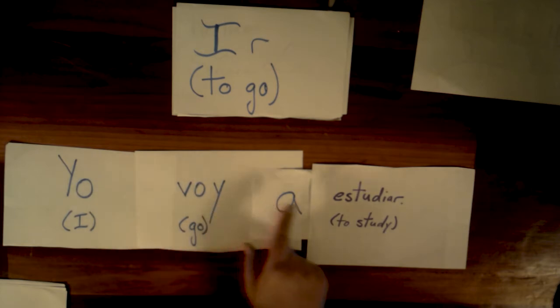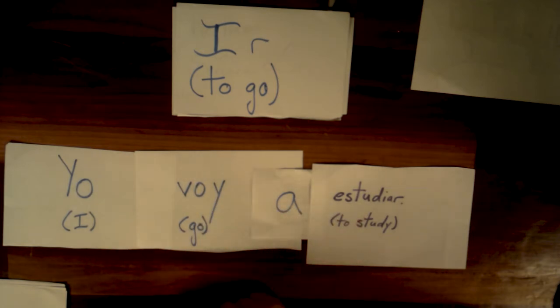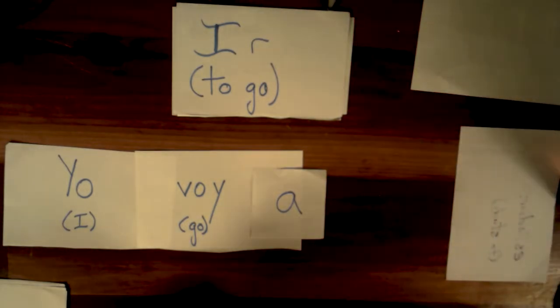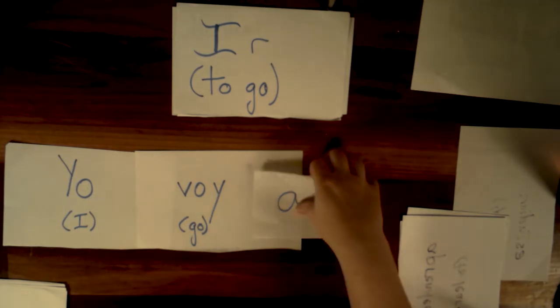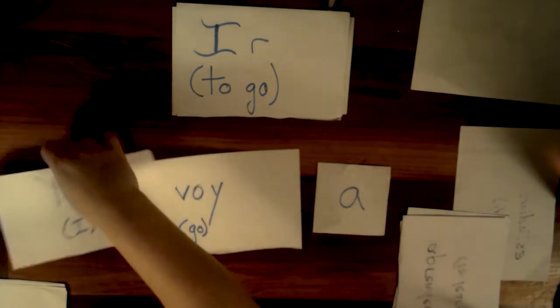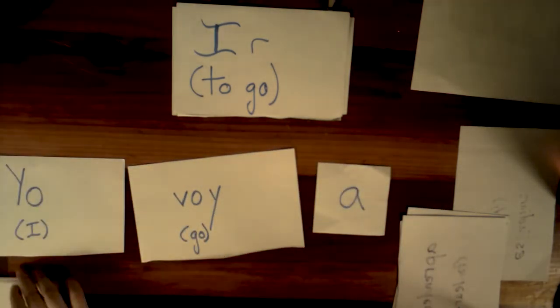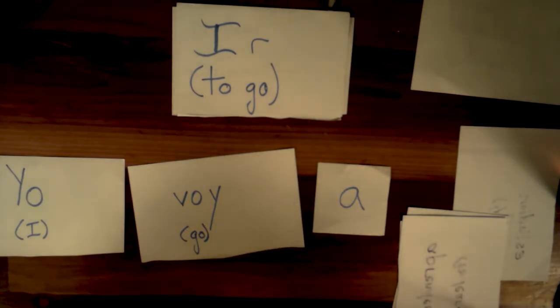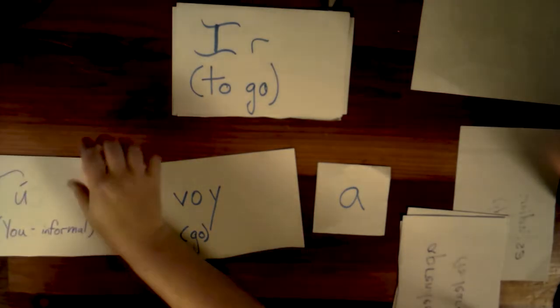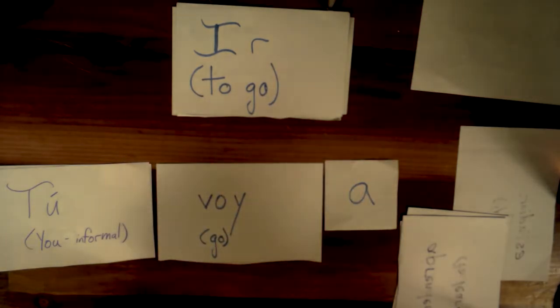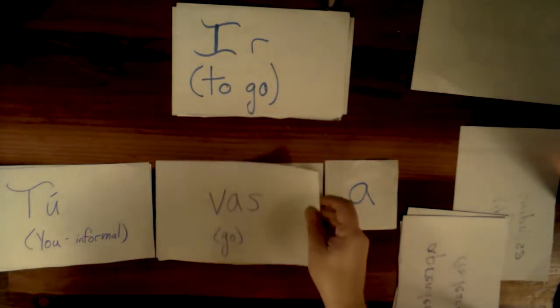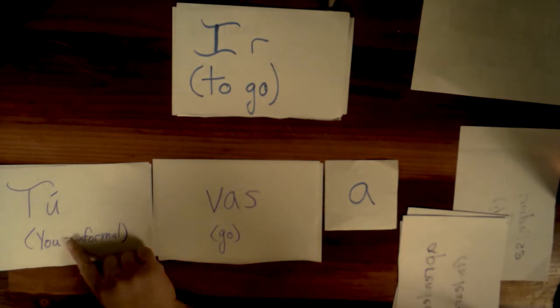Yo voy a estudiar. I am going to study. Or I go to study. Okay. So like I say, we can add locations, but we can also add different verbs. And that is kind of a form of future tense. Yo voy, I go, present tense. Yo voy a estudiar, I go to study. Now that is future tense.